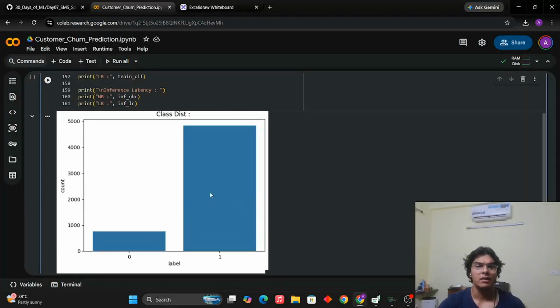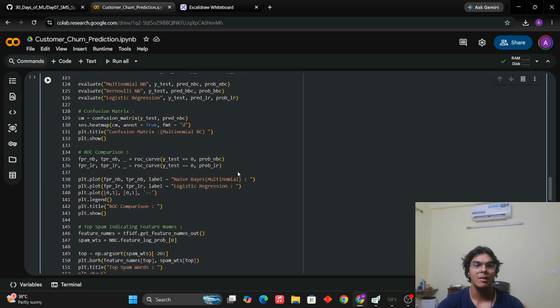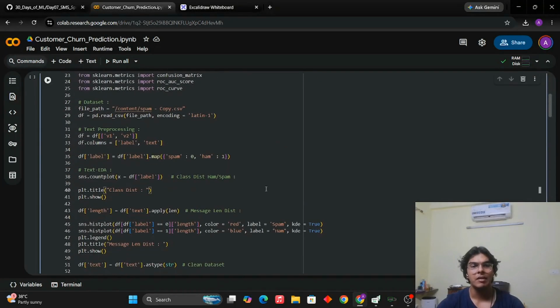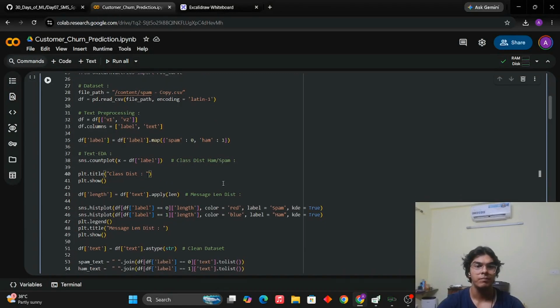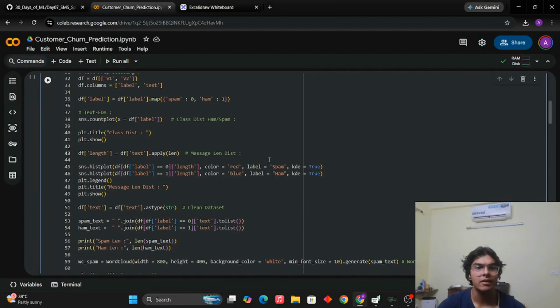When we look at it, we can see the spam label has way more data points than the ham. So this is a massive class distribution imbalance that we have on our hands. This is very important to note, by the way, because this will contribute to what model we are going to use.